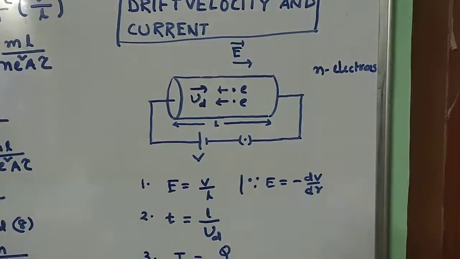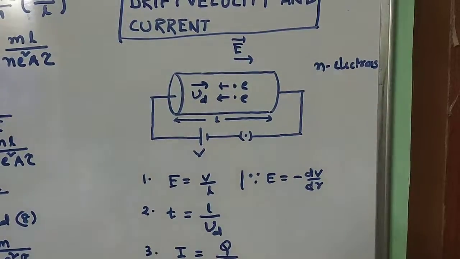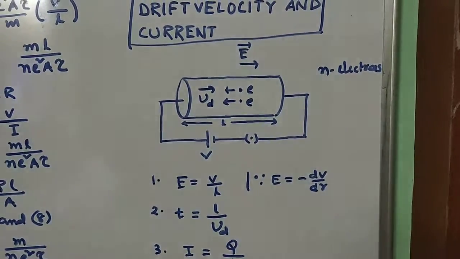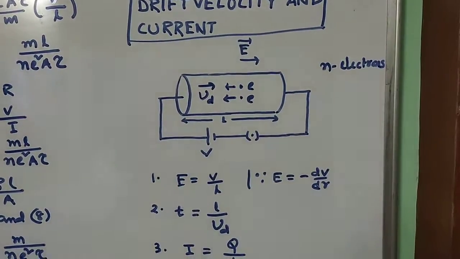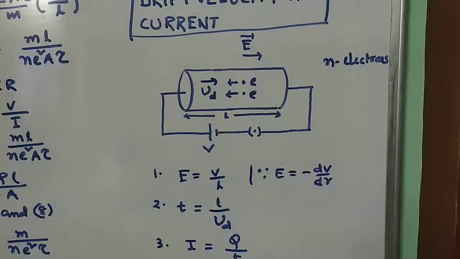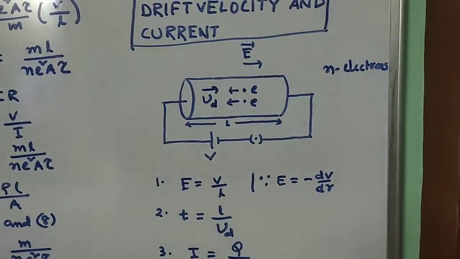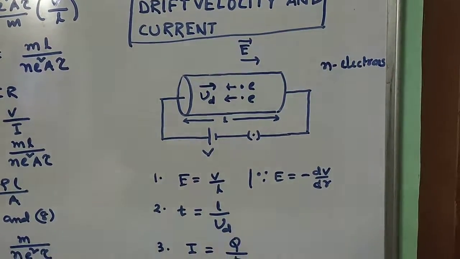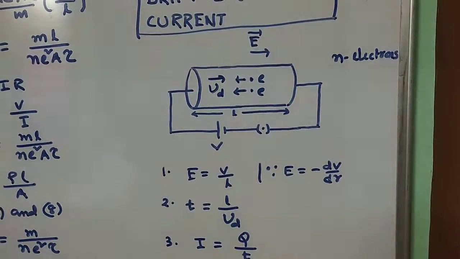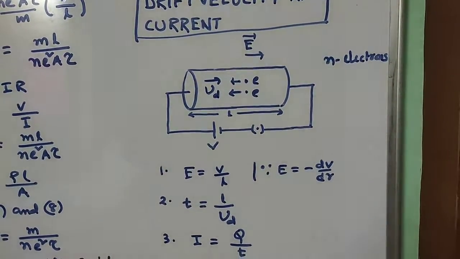Now, the first expression, which we have already defined in previous chapters, is E equal to minus dV by dr. Here we are going to use this expression in magnitude, where dV is the potential and dr is the distance. In this case L is the length of the conductor and V is the potential applied across the ends of the conductor. So E equal to V by L.